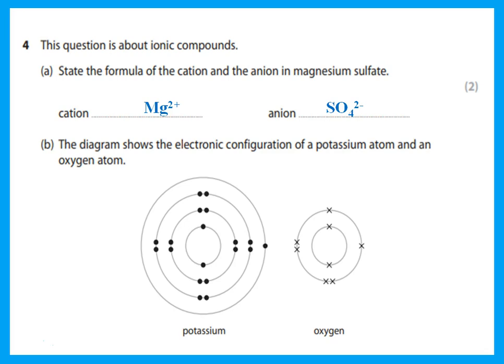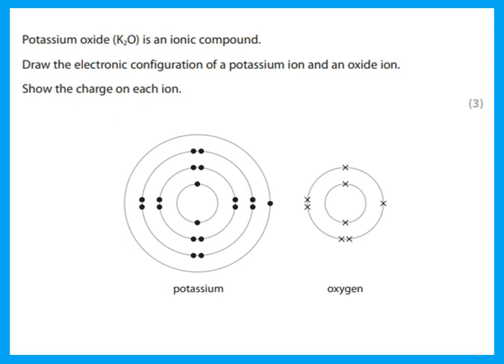The diagram shows the electronic configuration of a potassium atom and an oxygen atom. So he draws a potassium atom with 1 electron in its outermost shell. You know that potassium is in group 1. Oxygen has 6 electrons in its outermost shell. It is in group 6.